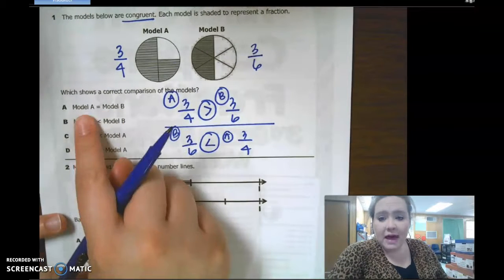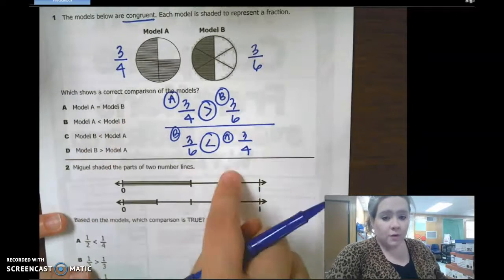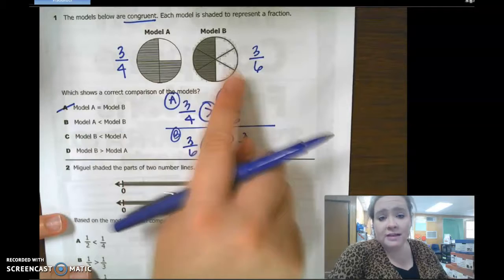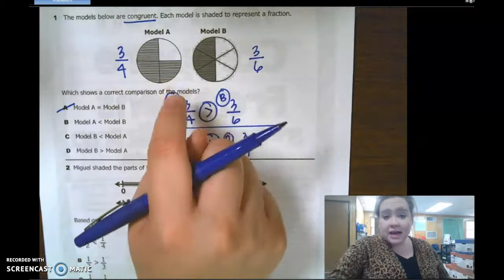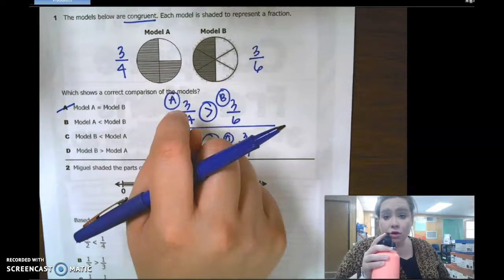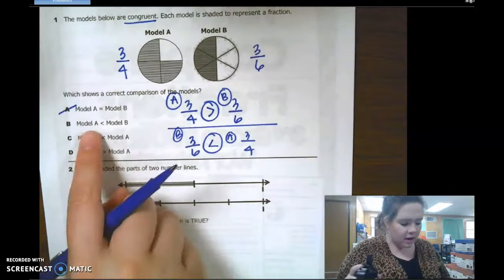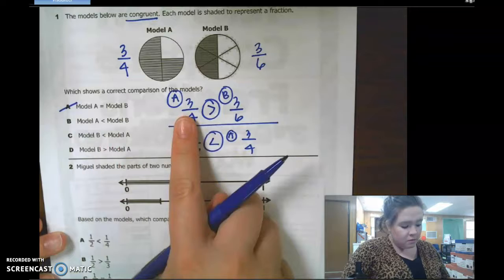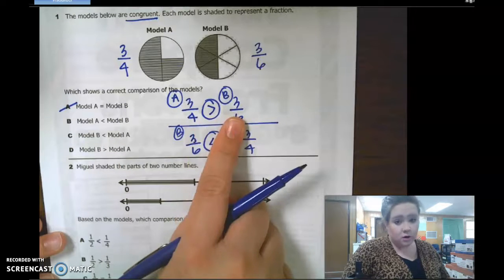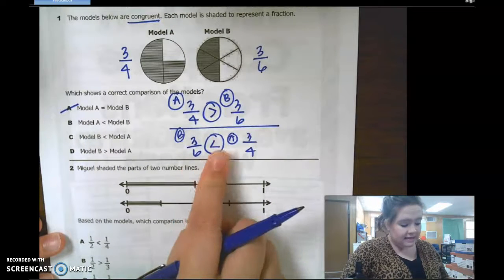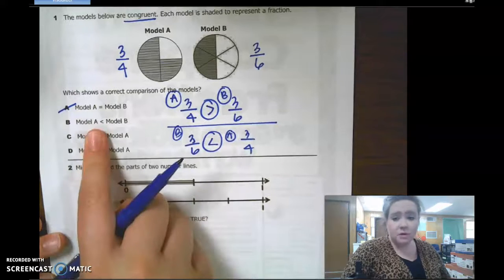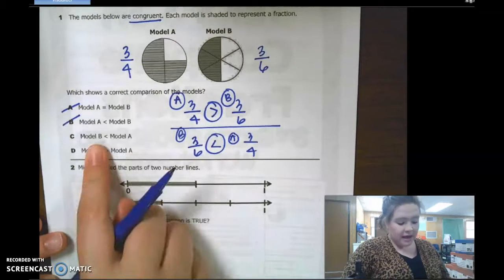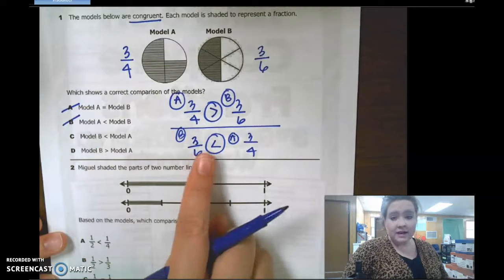Okay, so let's go ahead and take a look at our answer choices. We have model A equals model B, and we know that that's not true. We don't have an equal sign. These are not equivalent. The same amount is not being shaded in both circles. Model A is less than model B. Model A is greater than model B. Model B is less than model A. This says model A is less than model B. That is incorrect. Model B is less than model A. That is right here. Okay?